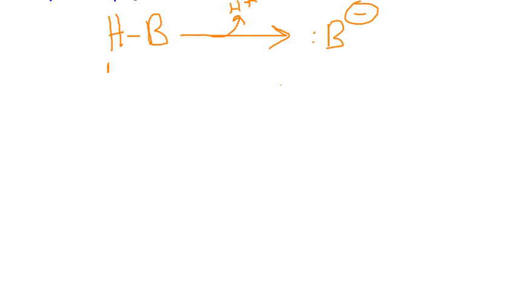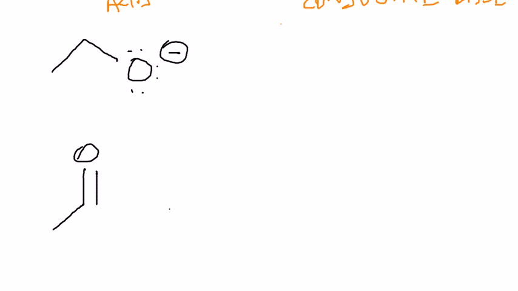So if we remember, conjugate bases are just the form of a molecule after it loses its proton. So let's just use this. If we have an acid and we lose a proton, so an H plus ion, then we get its conjugate base. Okay, so what is the conjugate base of ethanol? Well, we already drew it. It was this guy. And the conjugate base of acetic acid is this guy.